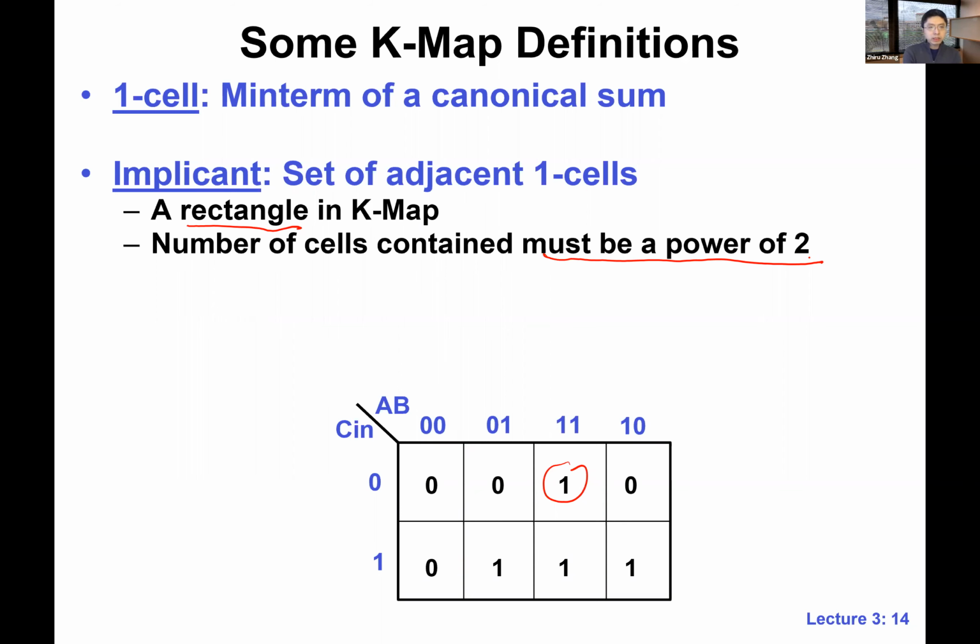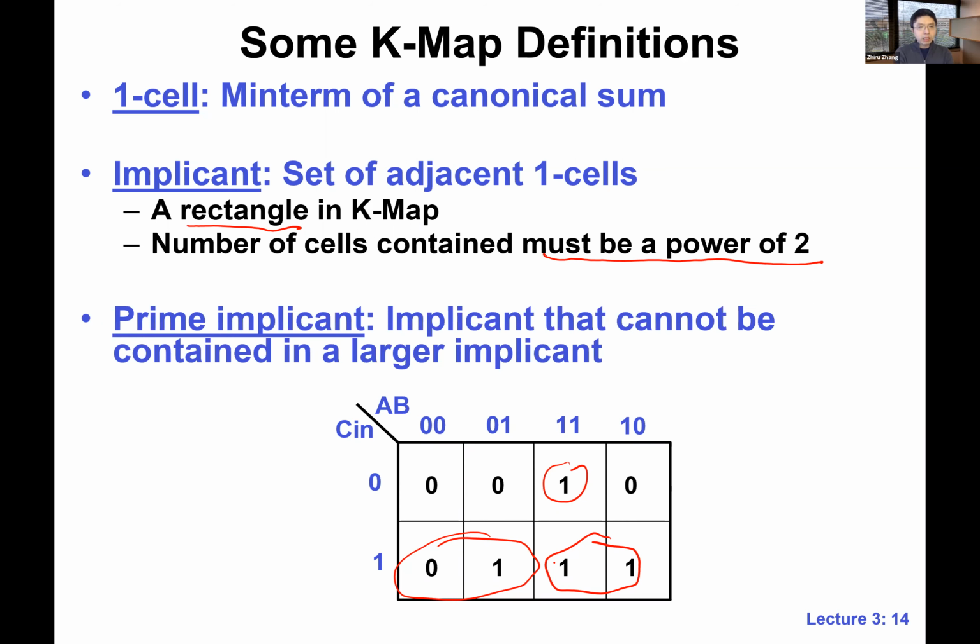This is the so-called implicant. So let me just quickly check these. Is this an implicant? Yes or no? No, because this one does not just cover one cells, and we only want to cover one cells. Is this one an implicant? Yes, so this is a rectangle. It has 2 elements or 2 cells, and both of them are 1. So this is an implicant.